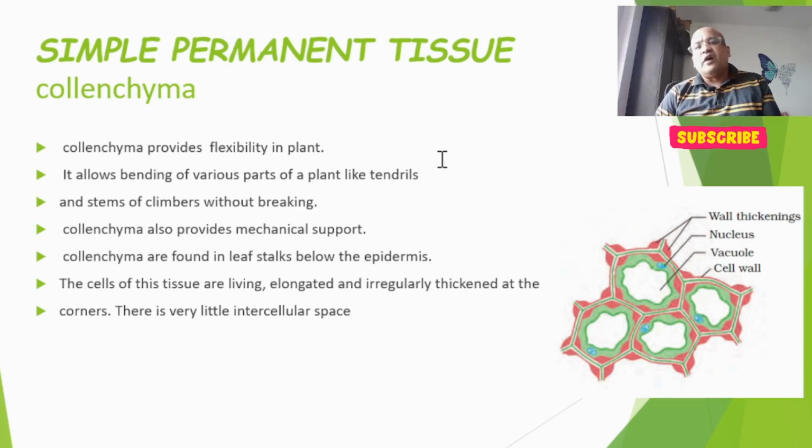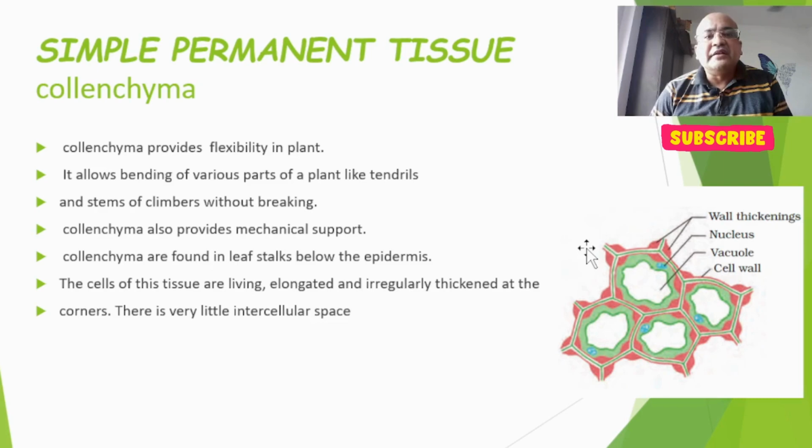Collenchyma is found in the leaf stalks below the epidermis. The cells of these tissues are living, elongated and irregularly thickened at the corners. So there is very little intercellular space, right? So the intercellular space is very less. What we see here is that collenchyma allows the bending of various parts of the plants without breaking. It gives mechanical support, and the intercellular space is very less.